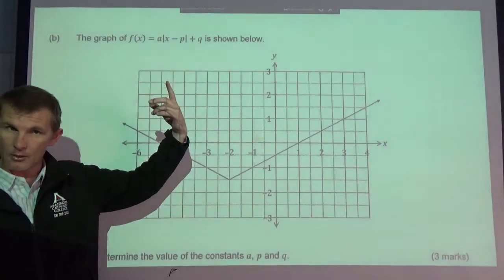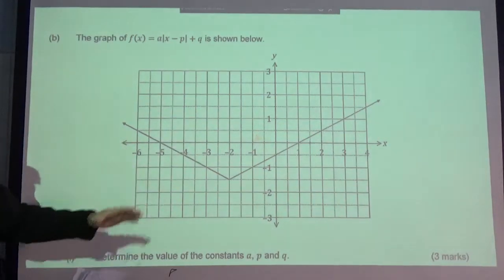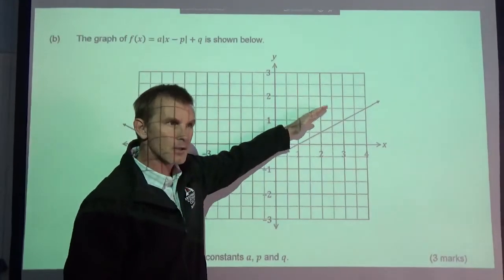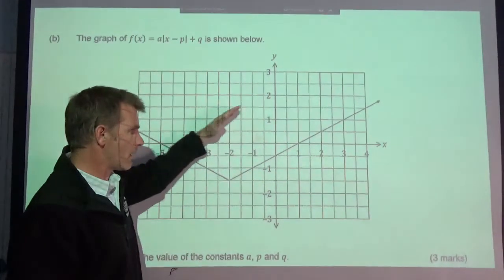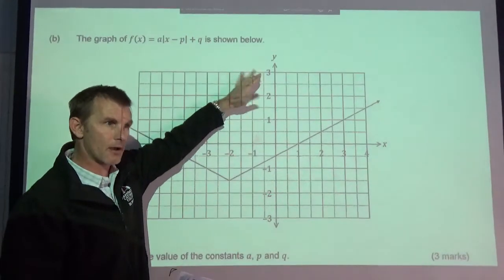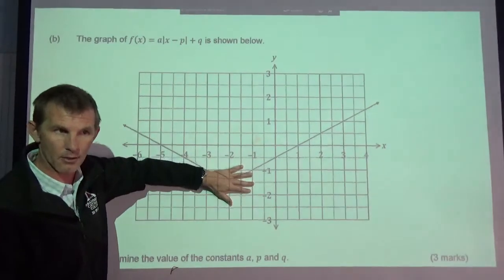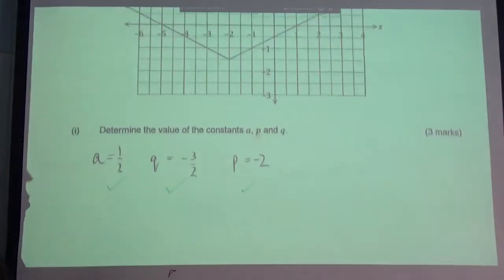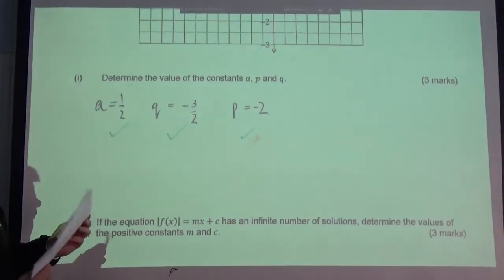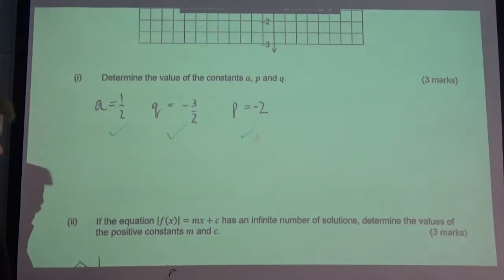Similar to the one I did in the earlier page, we can just see where we're going. Start with a graph here, get the angle right, move it where you need to, take the absolute value of it, shuffle it on down. Okay? So we had the values here, a half, -3/2 and -2. 1 mark for each of those.